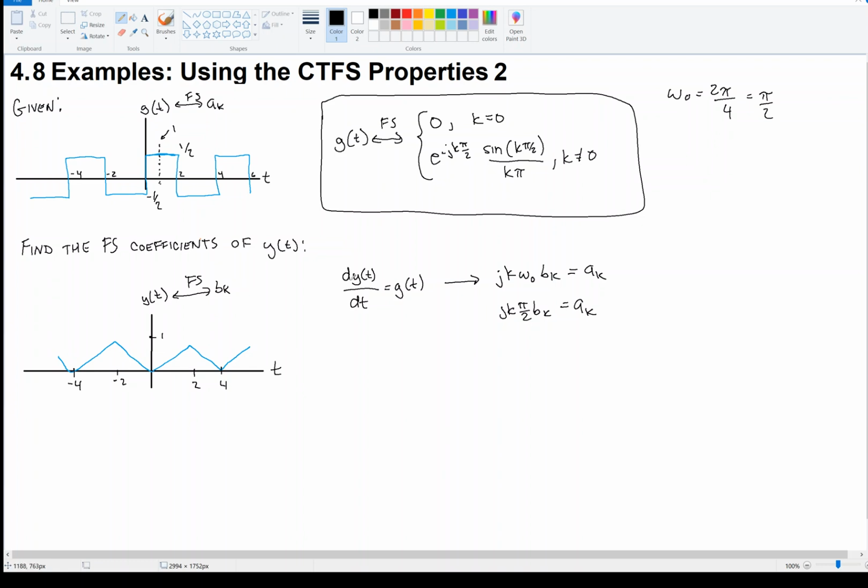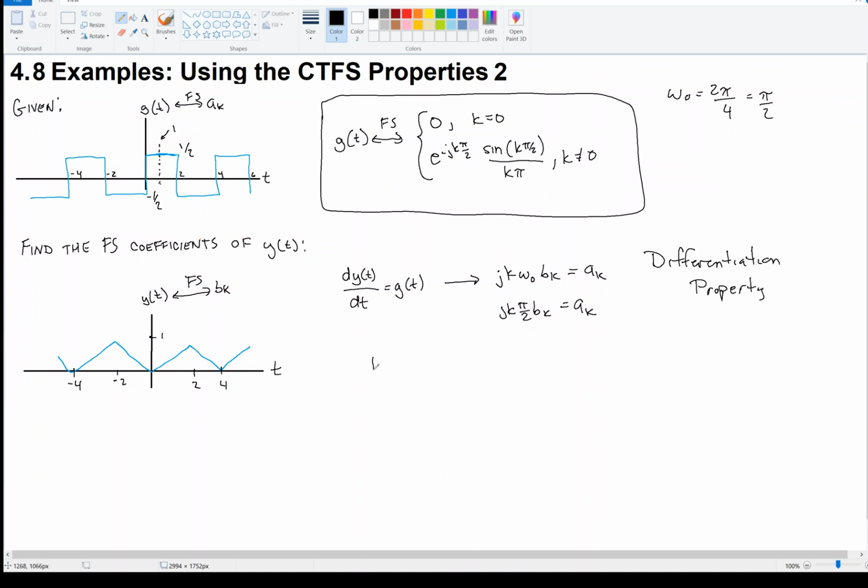Again, the differentiation property says replace the derivative operator with jk omega 0, and y of t has Fourier series coefficients bk, and on the right hand side, g of t has Fourier series coefficients ak. So here's our differentiation property. Let's make a note that that's the property we used.